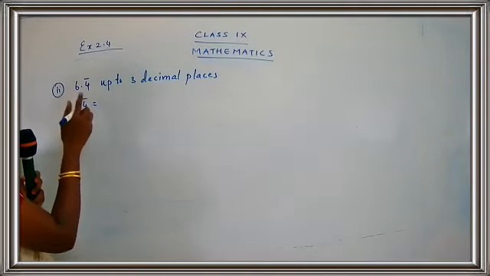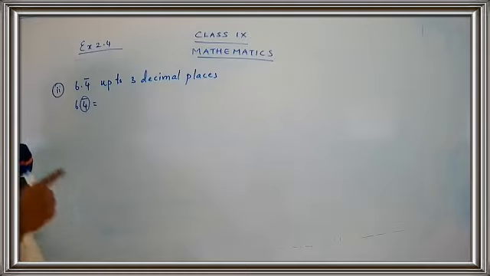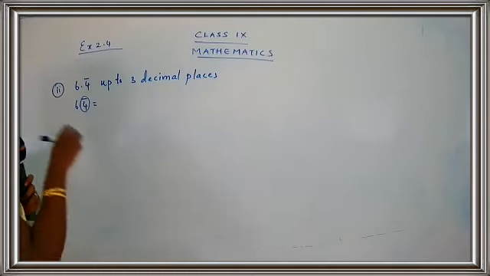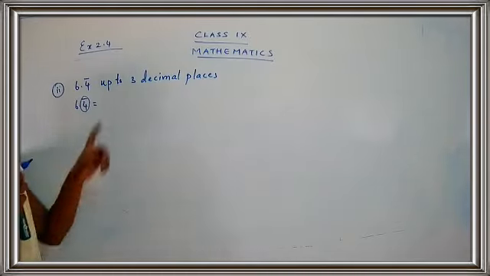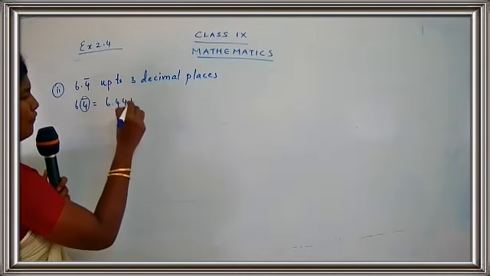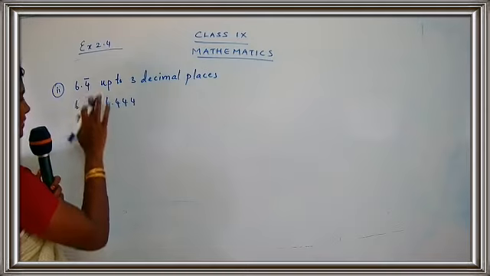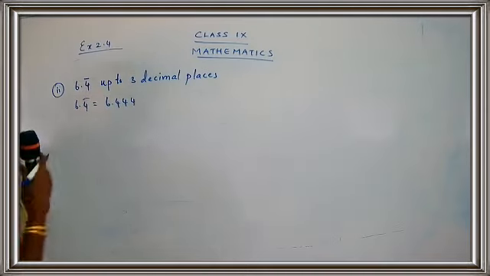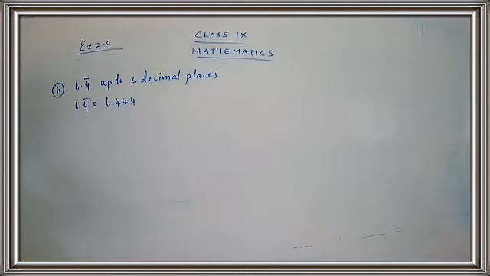4 bar means this number. Which number is going to repeat again and again? 4 is going to repeat again and again. How many times are you going to repeat it? Up to 3 decimal places. So this is equal to 6.444. Very simple. So 6.4 bar will be written as 6.444.